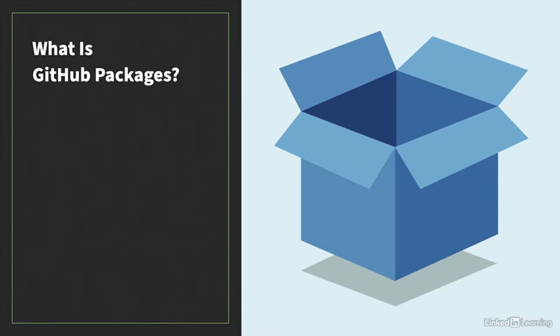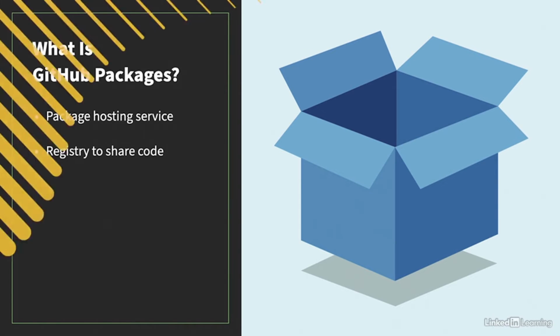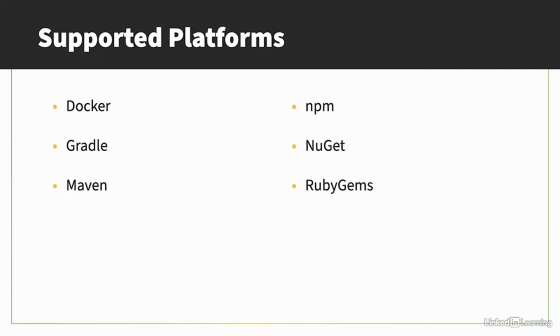Let's start this course by asking, what are GitHub Packages? In a nutshell, GitHub Packages is a software hosting service that allows you to host software packages. Once your package is hosted on GitHub, authorized users can download and install your packages using the GitHub registry. GitHub Packages support multiple platforms and programming languages like Docker, Gradle, Maven, npm, NuGet, and RubyGems. You can publish packages in all these platforms and even host them in the same repo, sharing common dependencies.